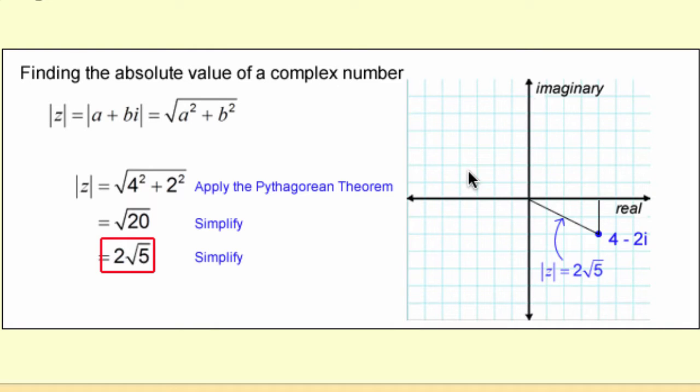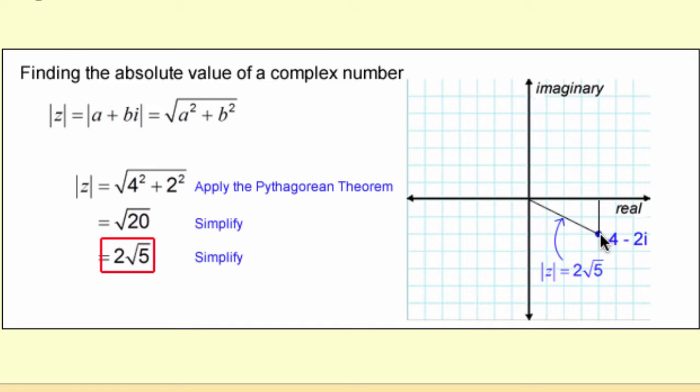So the big picture for this lesson is absolute value of complex numbers and complex numbers in trigonometric form. So the absolute value of a complex number is the distance that number is from the origin on the coordinate plane. Remember that when you plot a complex number, you have the real axis, which is horizontal, and the imaginary axis, which is vertical. So here's an example of a complex number plotted, 4 minus 2i.